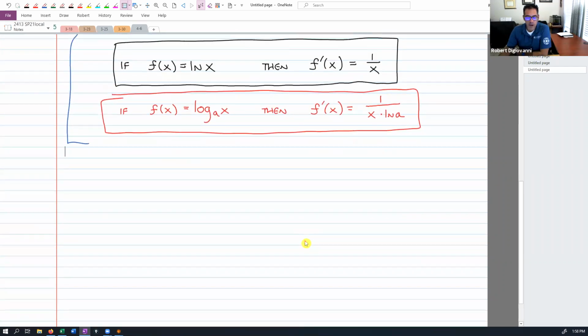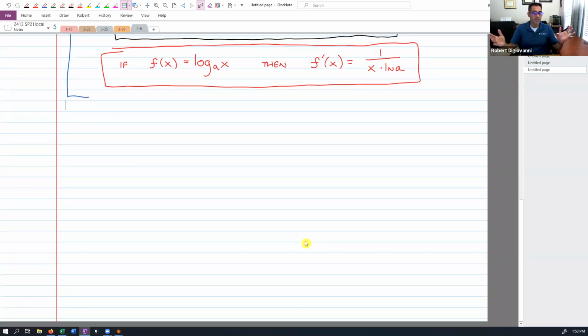Okay, are y'all ready? Here we go. So now that you know this, what can I ask you? Well, how about this? Find y prime. So I'm going to give you a function. y equals x squared e to the x. So I want the derivative of that.